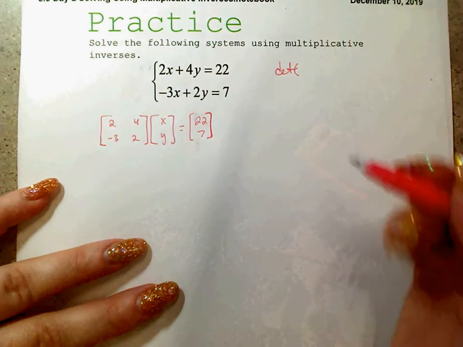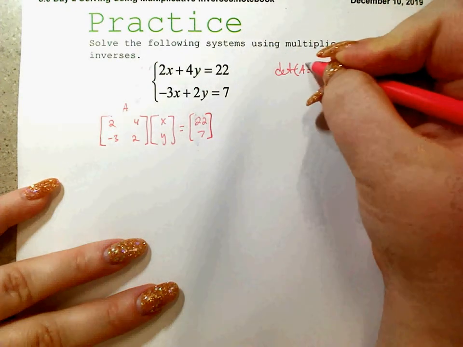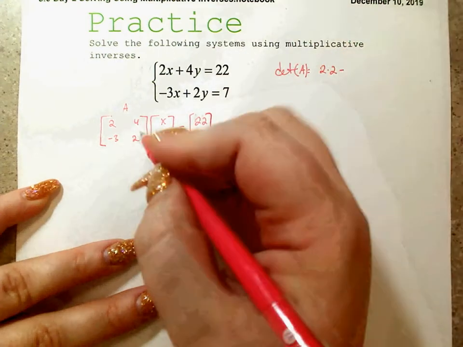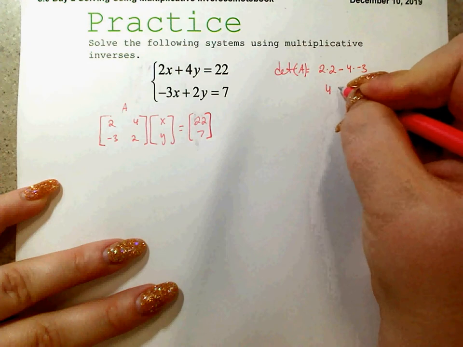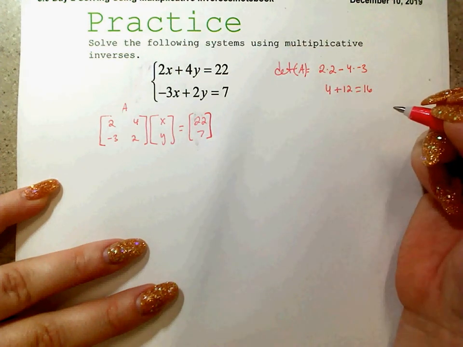Okay, so the determinant of, let's let this be matrix A, will be 2 times 2 minus 4 times negative 3. So I've got 4 plus 12, which is 16. So the determinant is 16. Now let's find the adjugate.